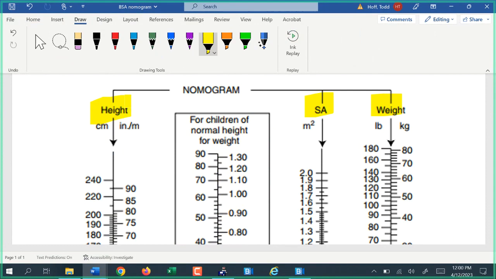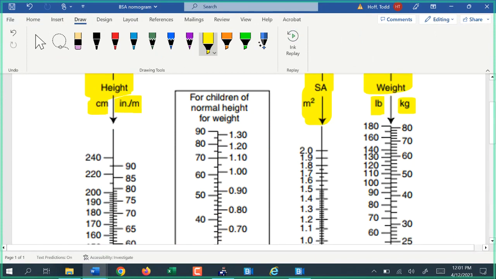But you can see on the far left here, it is height. And you can either do inches or centimeters, either one. On the other side over here, we're going to use the weight. And that's either going to be pounds or kilograms. So here we can mix and match standard units with metric units if we would like to. And then this column here is going to give us that body surface area. Once again, always in square meters.